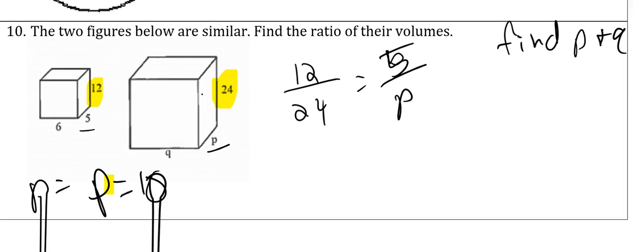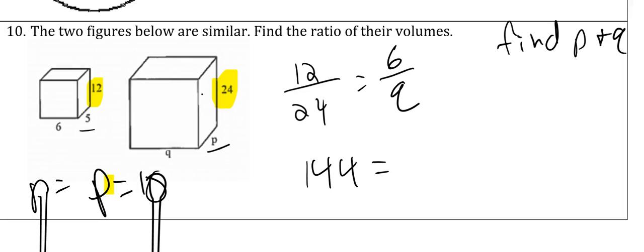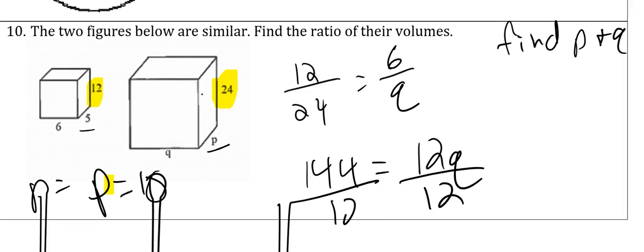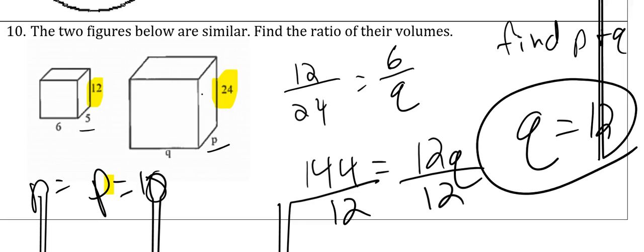Now let's go back through it. Do the same thing, but now let's do it for the Q. So 6 over Q. So let's multiply it. 24 times 6 gives me 144, equals 12Q, and divided by 12, divided by 12. That means Q is going to give me 12. So my answer is P equals 10, and Q equals 12.